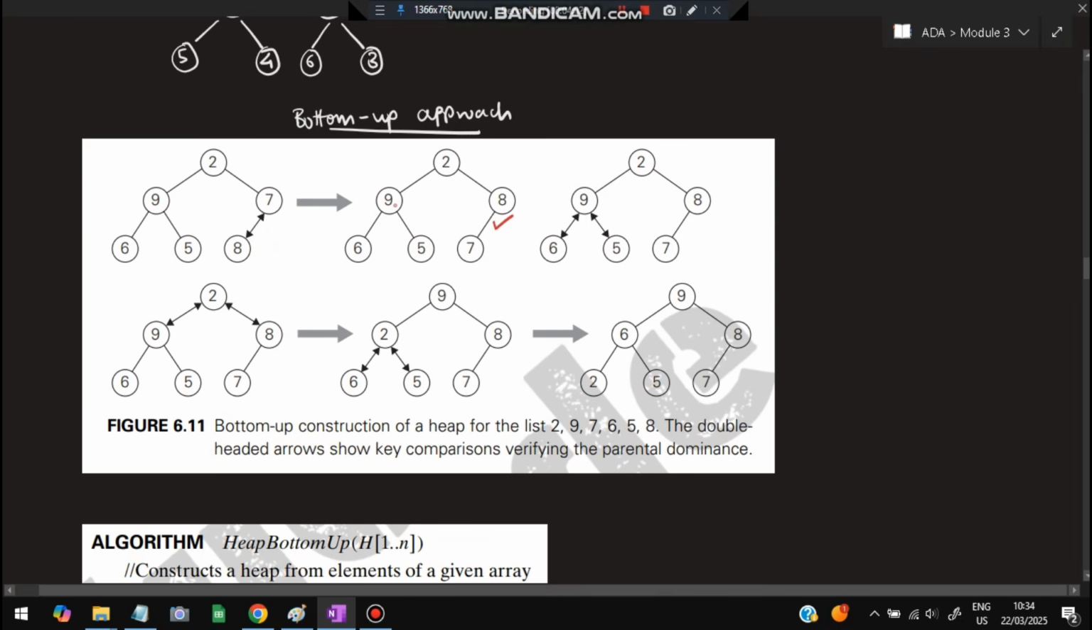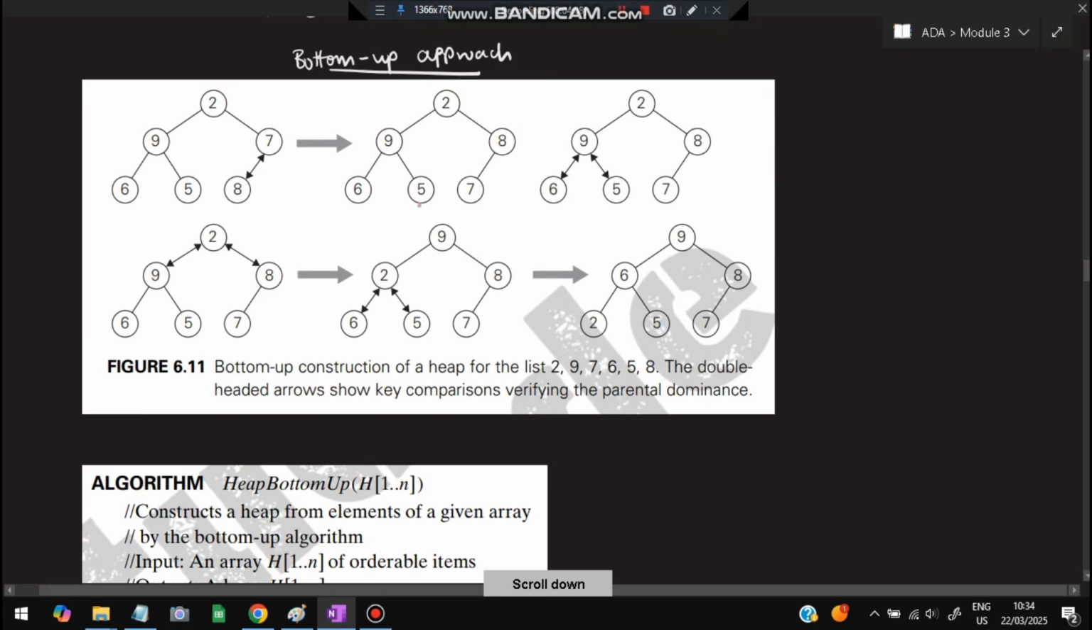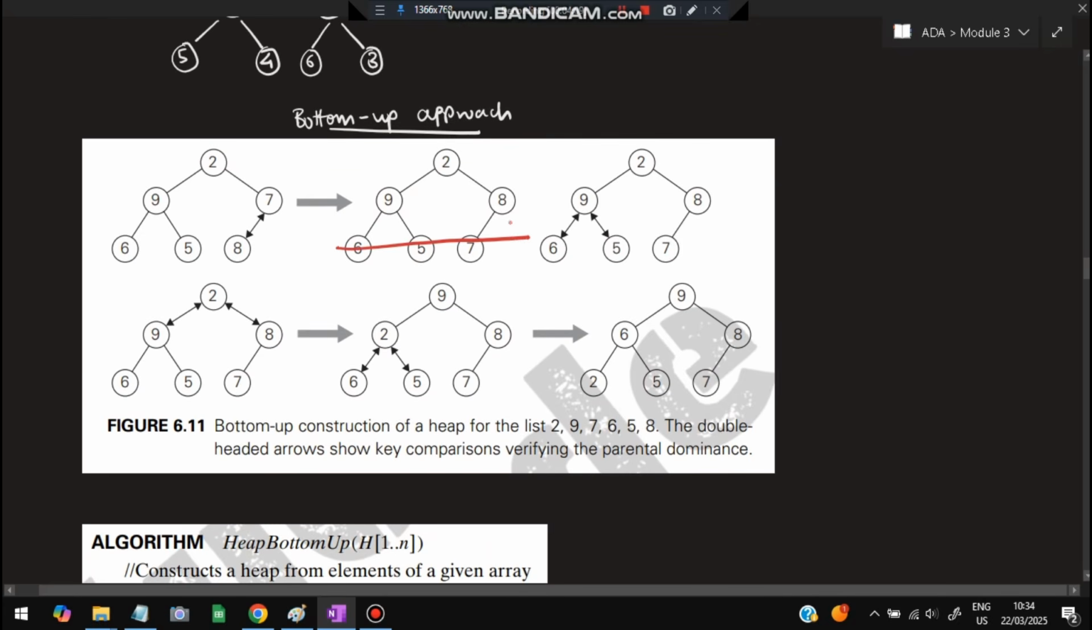Next, compare this one. This is a parent, and these two children are there. Is the parent greater than the two children? Yes, so both criteria are fulfilled. When the criteria are fulfilled at one level, move to the next level. Here again there is a parent and two children. Is the parent the largest among the three? No, it's not. It is the smallest, in fact. So we have to exchange.